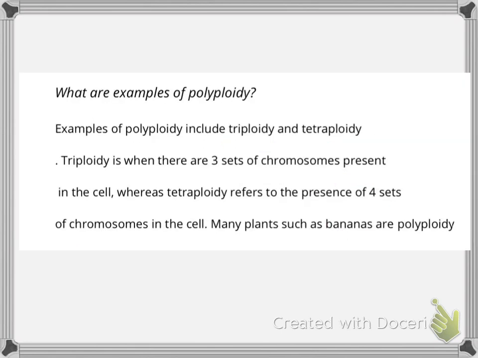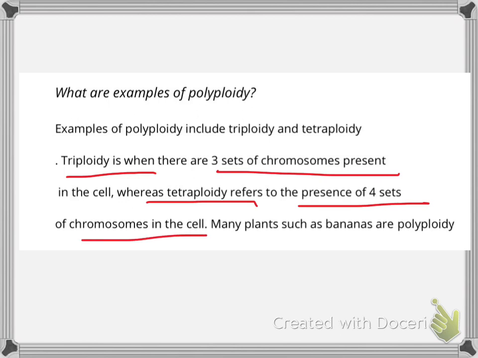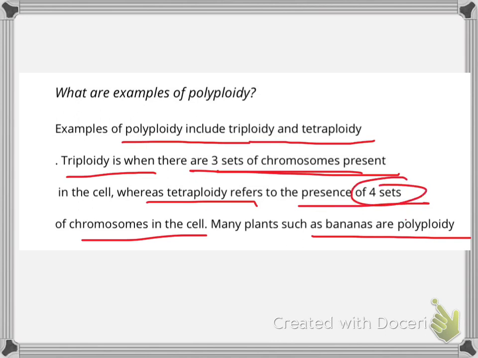Now, examples of polyploidy. Triploidy is when there are three sets of chromosomes present in the cell, whereas tetraploidy refers to the presence of four sets of chromosomes in the cell. Many plants such as bananas are polyploid. So polyploidy means more than two sets of chromosomes. Triploidy means three sets of chromosomes, and tetraploidy means four sets of chromosomes.